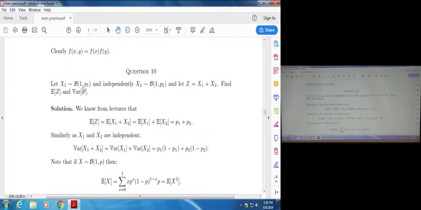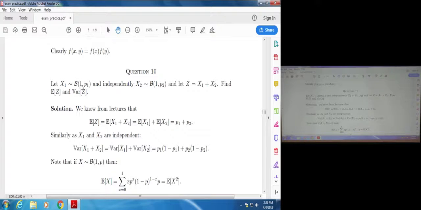So this says that x1 is binomial(1, p1), and independently x2 is binomial(1, p2), and z is the random variable x1 plus x2, and we're asked to find the expected value of z and the variance of z. At least for those of you who come to this class, this should be straightforward. The expected value of z is equal to the expected value of x1 plus x2, and we have seen that that's equal to the sum of the expected values of x1 and x2.